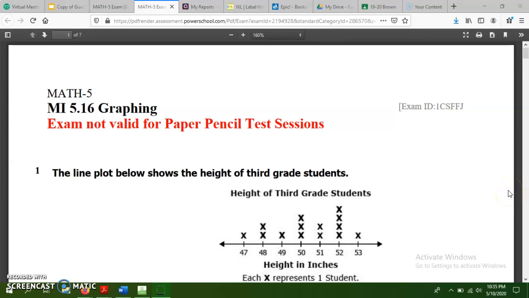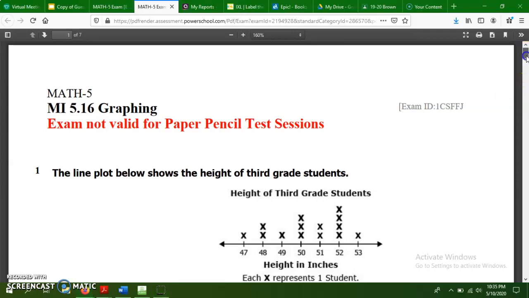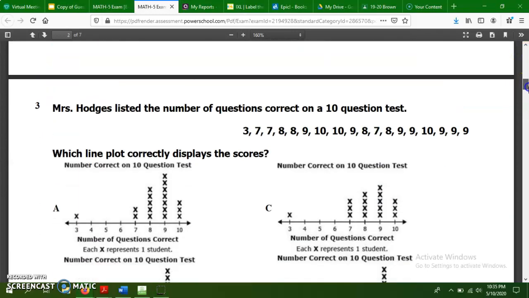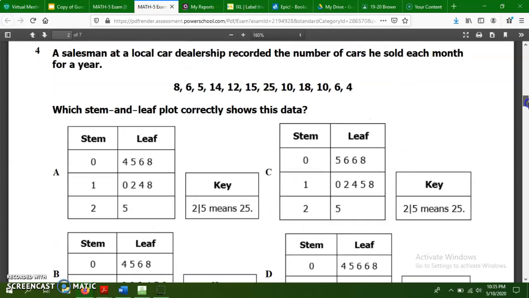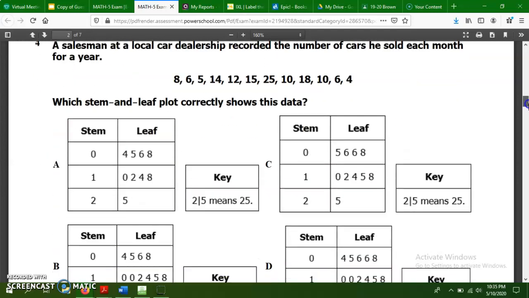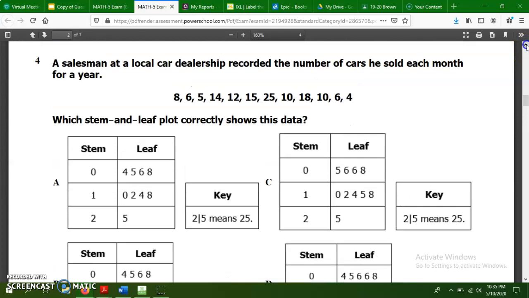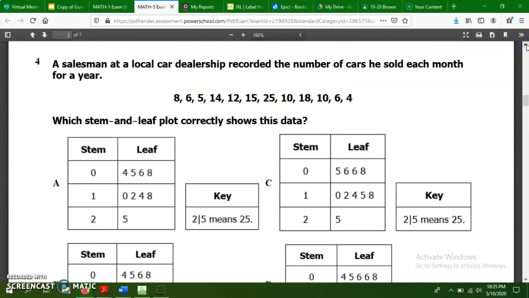This is the graphing test that included line plots and stem and leaf, and I just wanted to take a minute to go over the 5 questions that seem to be a little trickier for us as a class. So I'm going to scroll down and show you this question first. Question 4 was a pretty straightforward question, so I was a little surprised that a couple of us actually struggled with this one a little bit.